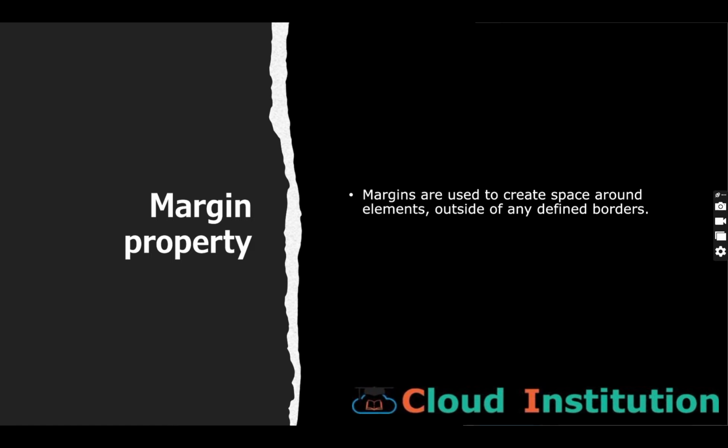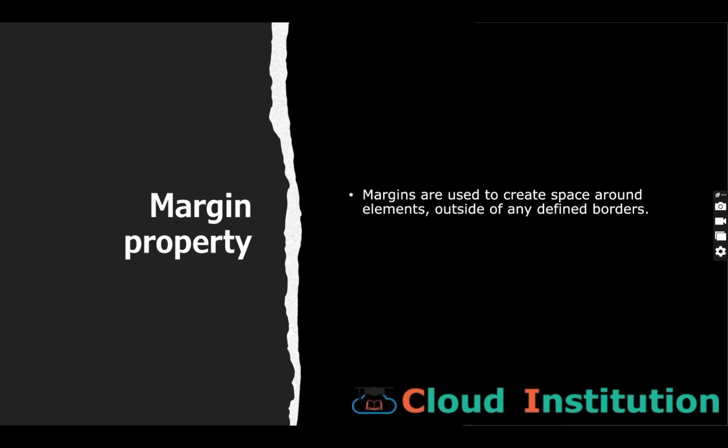Margins are used to create space around elements, or you can say outside of a defined border. For example, if I have a border, it will create a space outside the border. That is called margin. You might have seen Word or a PDF where you give some margin to the pages, right? So if I want to give some particular space around the border, I can go with the margin.